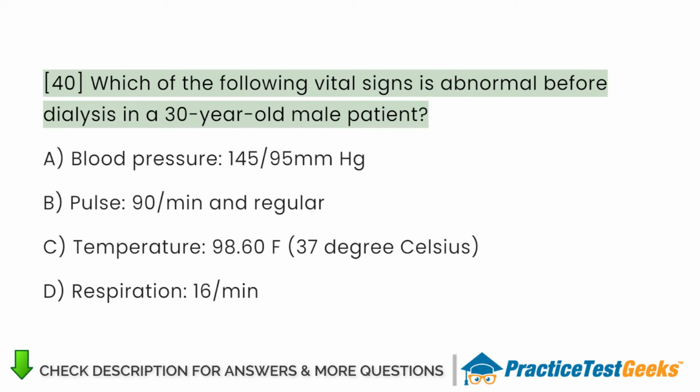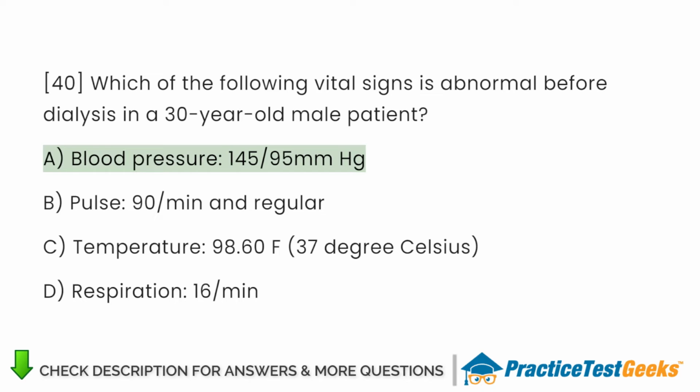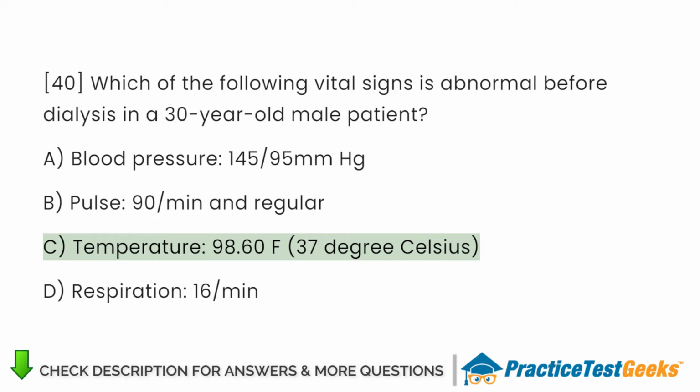Which of the following vital signs is abnormal before dialysis in a 30-year-old male patient? A. Blood pressure, 145/95 mm of mercury. B. Pulse, 90 per minute and regular. C. Temperature, 98.6 F, 37 degrees Celsius. D. Respiration, 16 per minute.